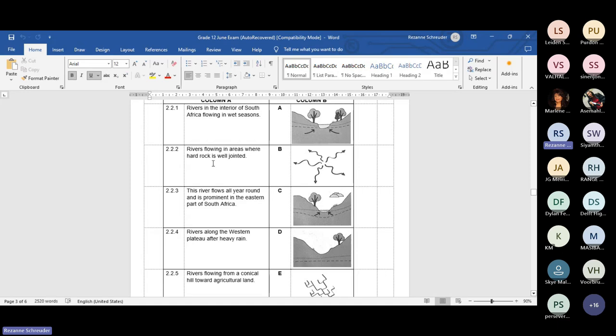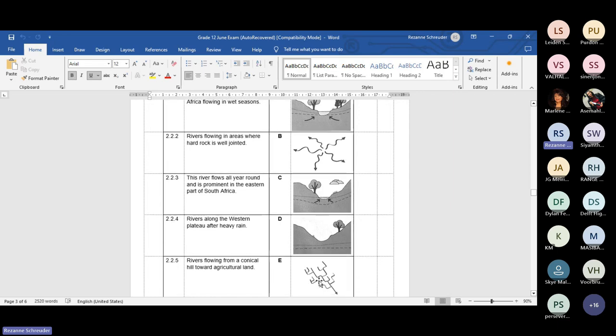And I've taken these terms directly from either their textbook or the slides. And also what I've done is, you can see that this pattern over here radiates outwards. Therefore, the diagram at B is a radial drainage pattern. So that would be rivers flowing from a conical hill toward agricultural land. Now, I've changed it a little bit because I wanted my learners to know that it's a conical hill. Therefore, it's from the highest point, and it radiates outwards towards the lowest point.